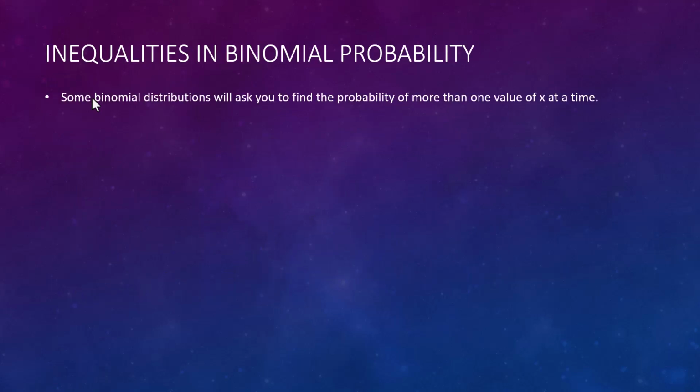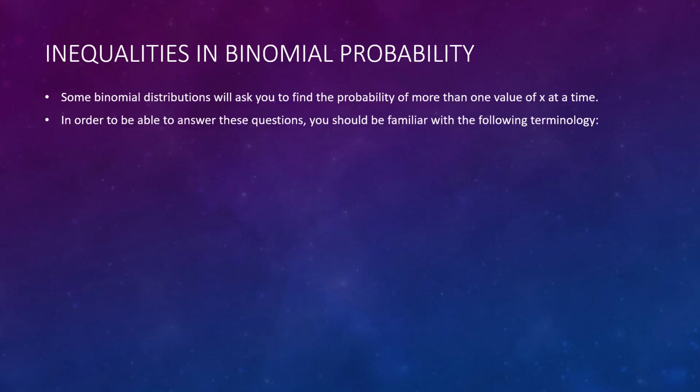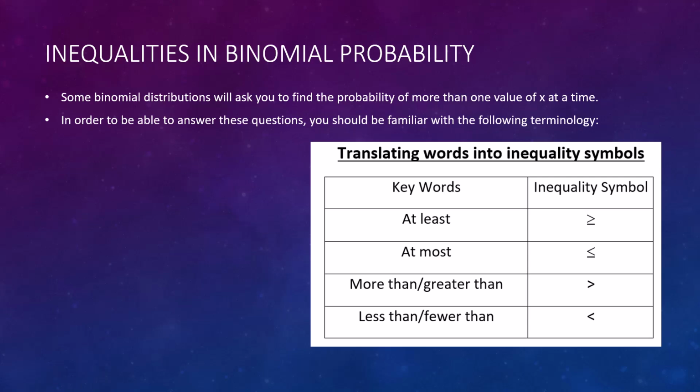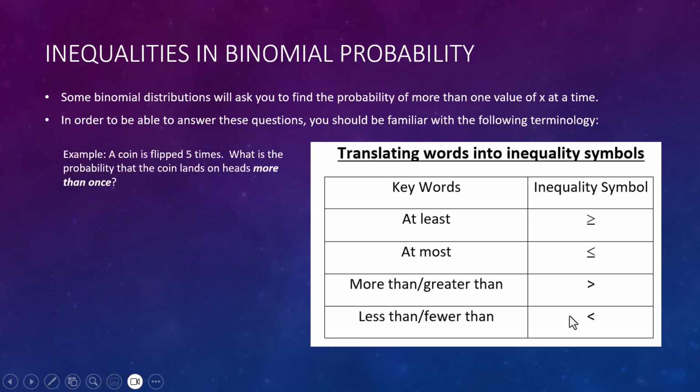Inequalities and binomial probability. Some binomial distributions will ask you to find the probability of more than one value of x at a time. In order to be able to answer these questions, you should be familiar with the following terminology. At least means greater than or equal to. At most means less than or equal to. More than or greater than means greater than. Less than or fewer than means less than.